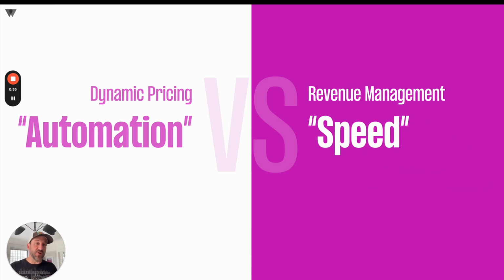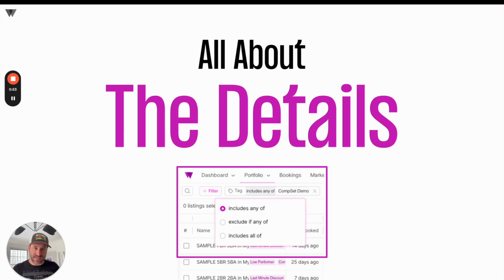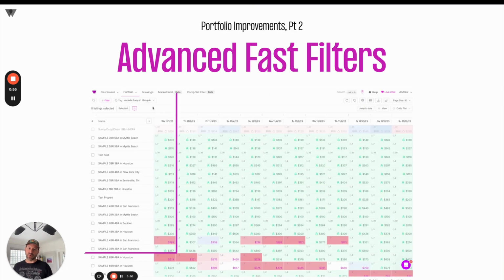However, Wheelhouse is a revenue management platform. We do have pricing as part of our services, but our job is to help put your team quickly in control of your portfolio. Therefore, all of our product decisions are predicated on speed. How quickly can we help you do your job? In our mind, that means design is all about the details. So let's see a few of the improvements we're rolling out.